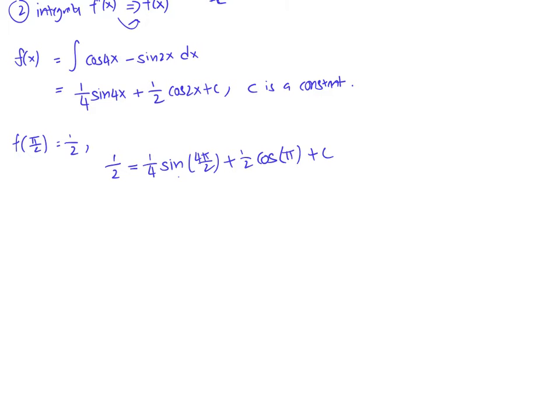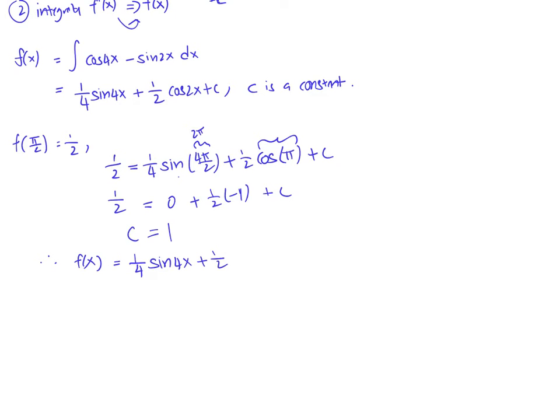From here we know that this is actually 2 pi, right? So sine 2 pi is 0. So we will have a 0, and cosine pi is simply minus 1. So we will have a plus half multiplied by negative 1 plus c, and our left hand side, let's not forget, is a half there. Solving this, my c is just 1. So I will have my f x to be 1/4 sine 4x plus half cosine 2x plus 1. So there you go, that is our f x.